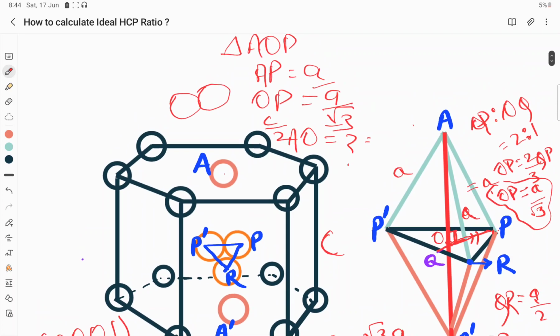So this is just the use of basic mathematics, the Pythagoras theorem and the equilateral triangle, but you must know how to visualize it when you are given a simple hexagonal unit cell: which atoms you have to take, and how to construct and calculate this.